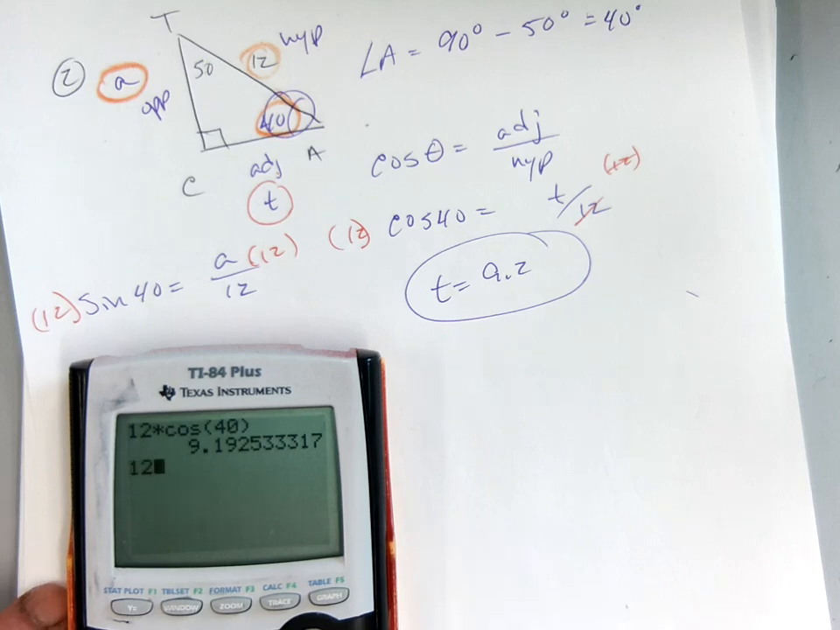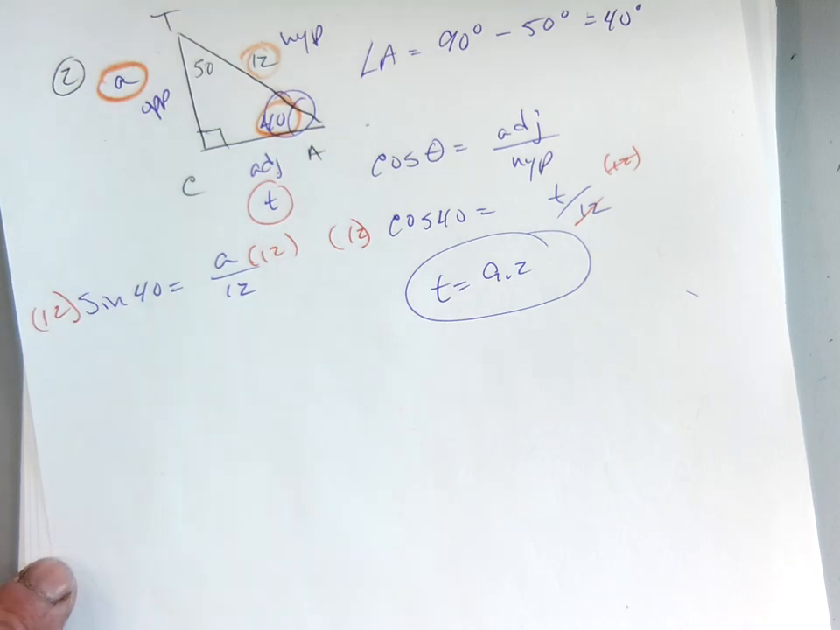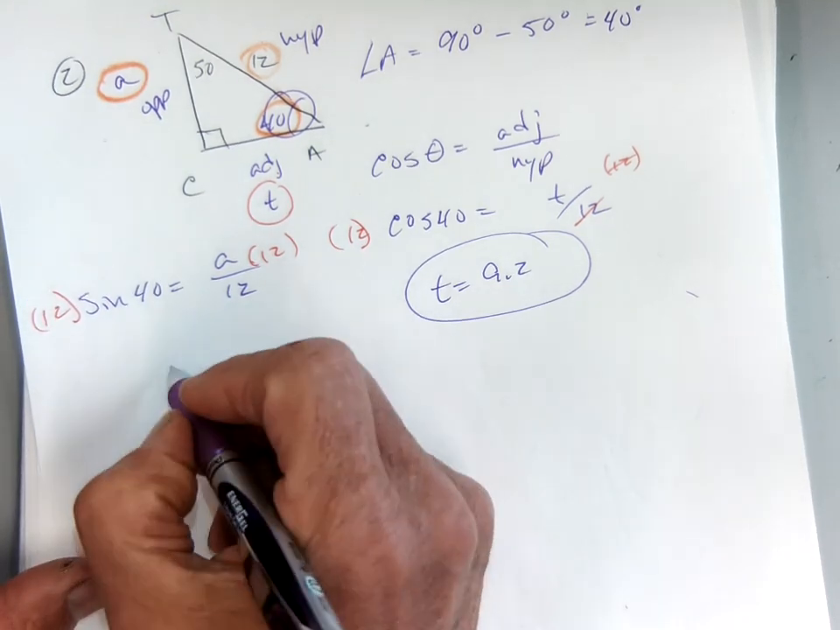I'm just going to go 12 sine of 40. I think you know how to do this. About a 7.7, right? So little a is about 7.7.